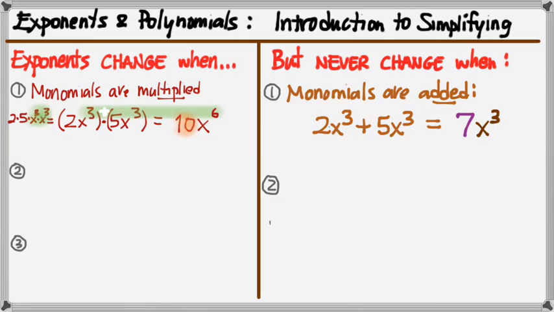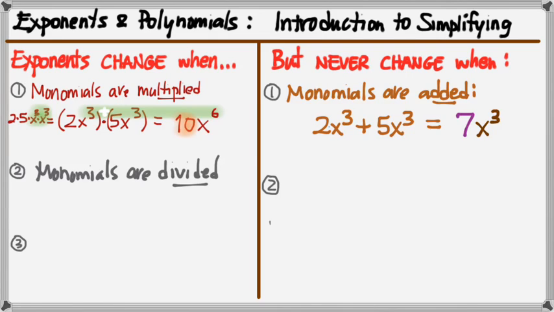But here's the good news. If exponents change when monomials are multiplied, what's the other circumstance where we know for sure that exponents are probably going to change? If multiplication changes them, what else does? Division. So let's get that down. I promised that this one would be quicker. So exponents are probably going to change when monomials are divided. So then the question is how?